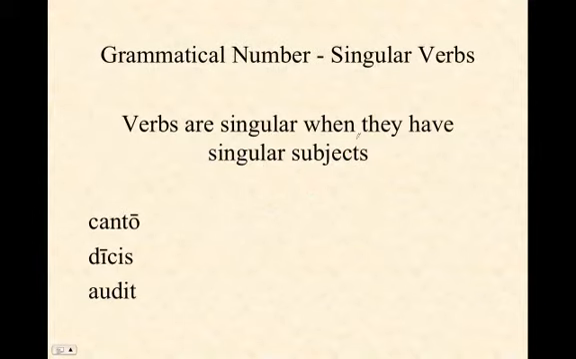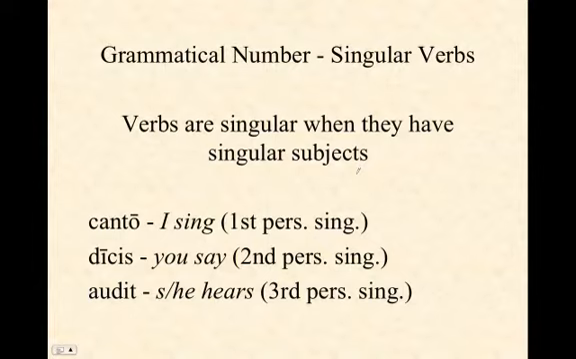We also use the concept of grammatical number for verbs. Verbs are singular when they have singular subjects, and so the verbs canto, dicis, and audit are singular. I am singular, you singular, and he or she are singular concepts, and so singular verbs.